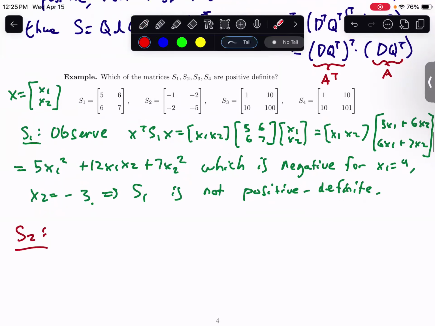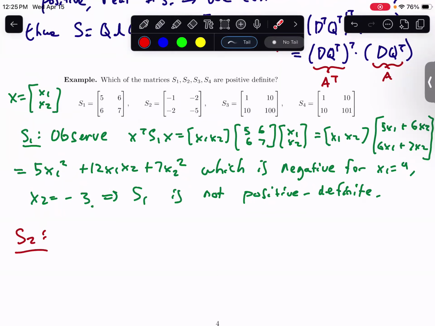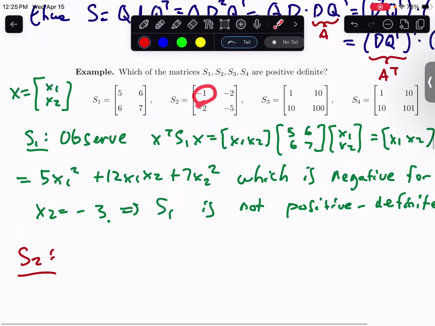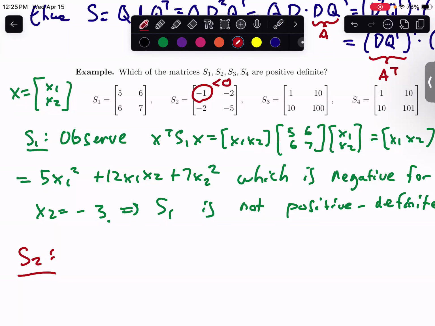So for S2, does anyone see if this is going to be positive definite or not positive definite? I saw your hand. Yeah, it's not going to be. And why is that? The first pivot is negative. Yeah. So before doing any row reduction, you can already see we have a -1 here. So the first pivot is negative, so that means it's not going to be positive definite.